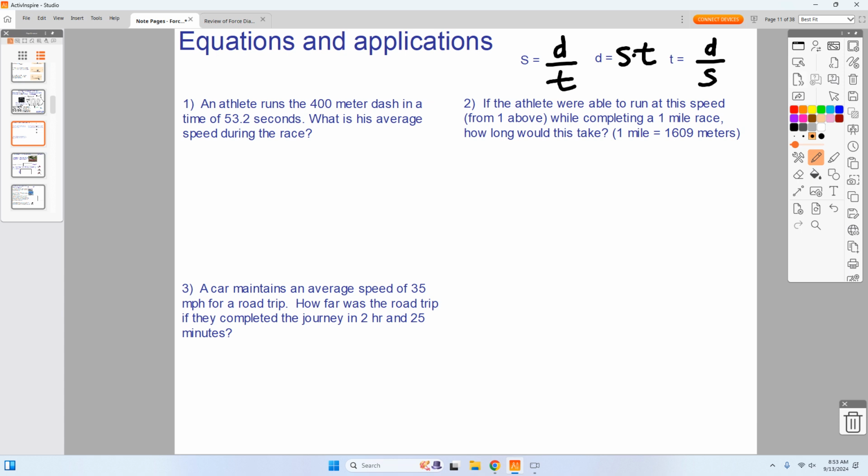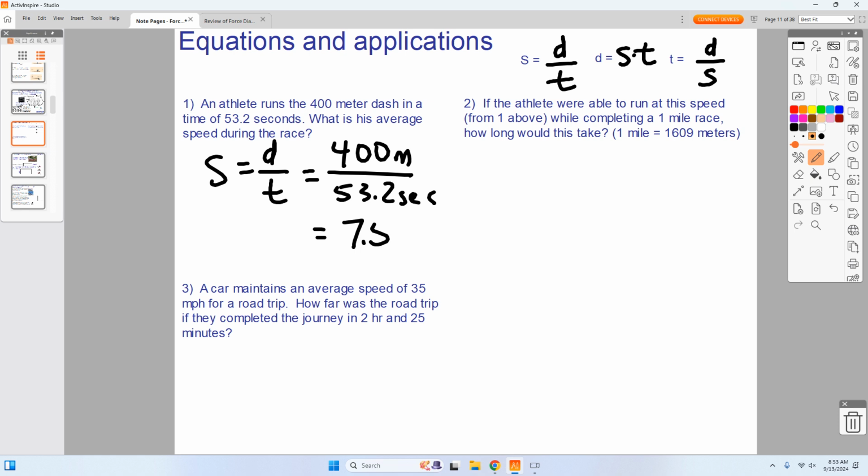And we'd like to determine their average speed. Okay? So I'm looking for speed. It would be distance over time. So I would just write this out. I know people don't always write the equations out, but it shows us how we're doing that. We take 400 meters, divide that by 53.2 seconds, and my calculator will give me that that is about 7.52 meters per second.